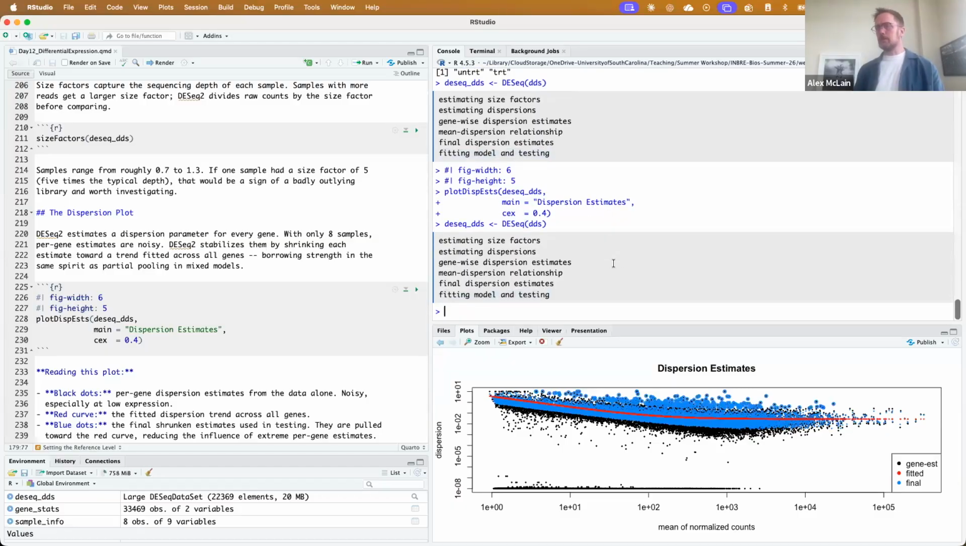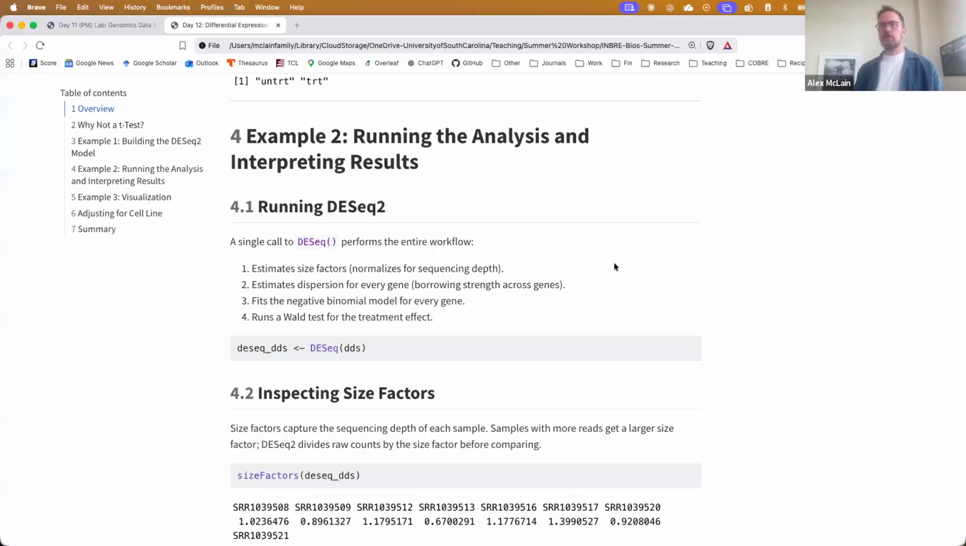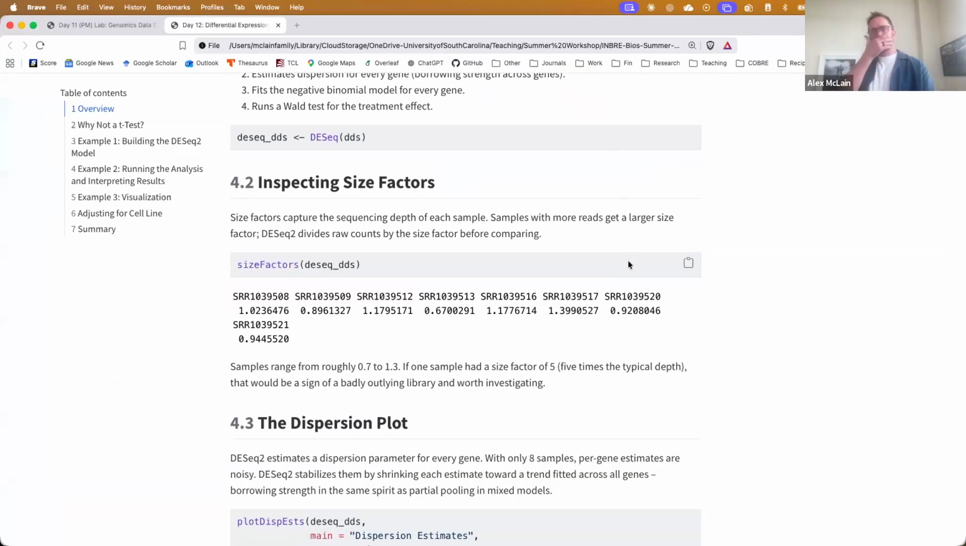For doing all that, what did that take? Five seconds or so? It's a pretty efficient function. We can look at the size factors. So this is how the reads will get normalized by these size factors that DESeq calculates. The largest size factor here is about 1.4, excuse me. Smallest size factor is about 0.7.